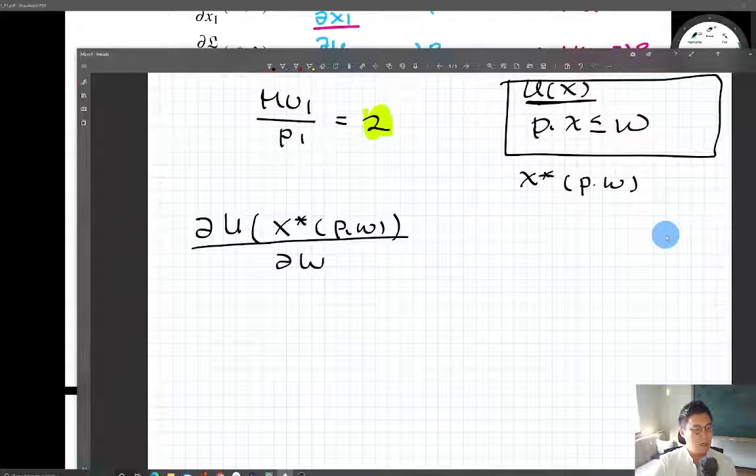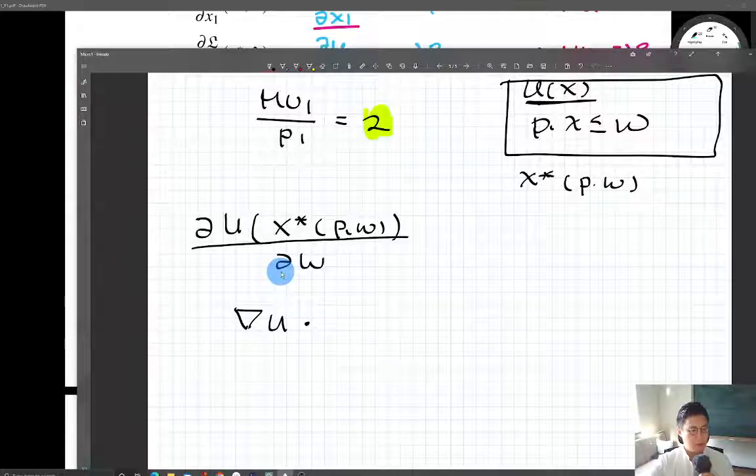The way to compute this partial derivative is using the chain rule, because we have a composition. We first take the partial of u, the outer function, which gives us the gradient of u, and then a dot product: we multiply by the derivative of the inside, that is, the derivative of x star with respect to w. So, the chain rule.